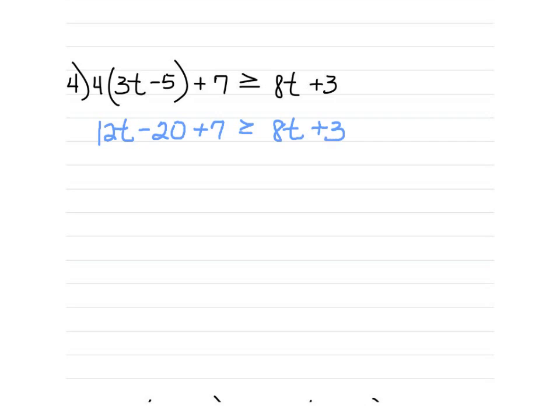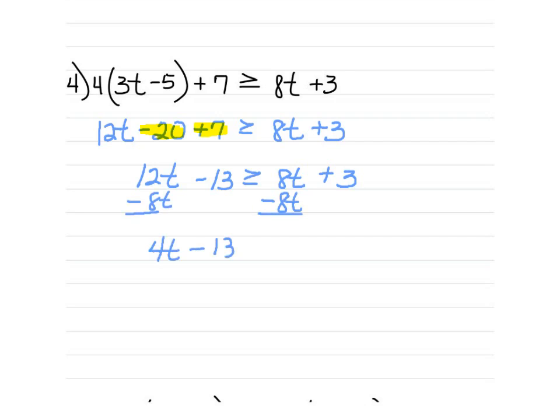Okay, my next step is I like to simplify on each side first. So let's combine those two constants because I can. 12t minus 13 greater than or equal to 8t plus 3. Now because I have t's on both sides, I'm going to remove the smaller one. I'll subtract 8t from both sides. And I have 4t minus 13 is greater than or equal to 3.